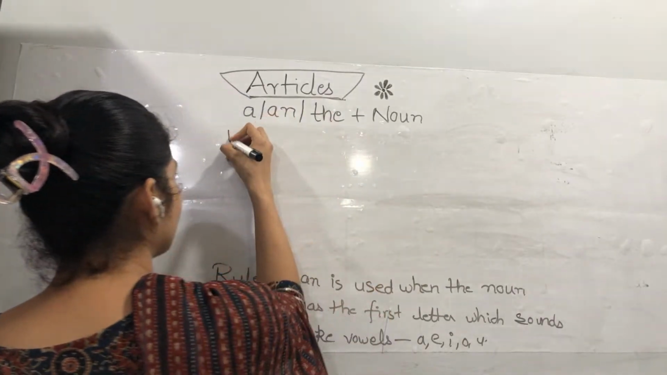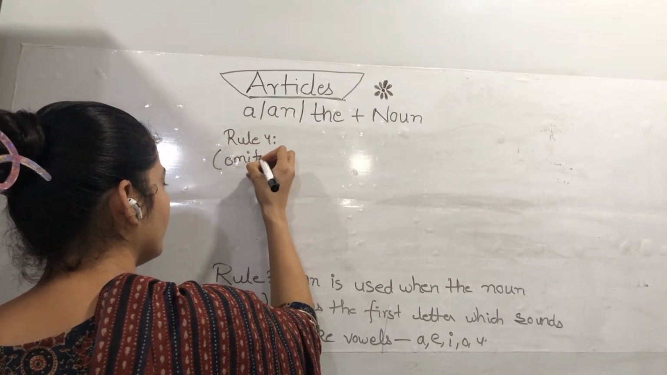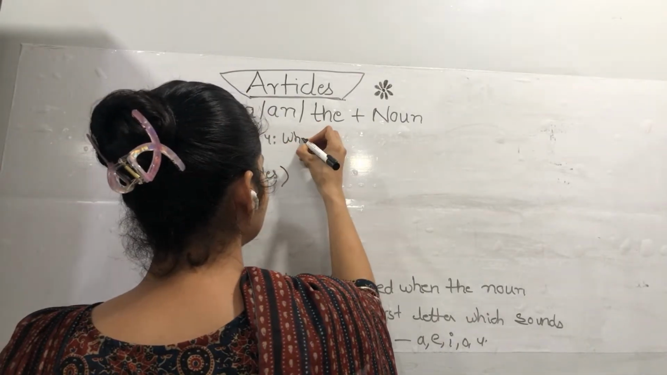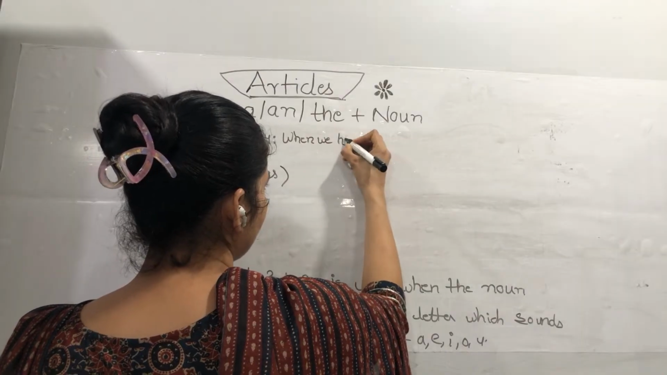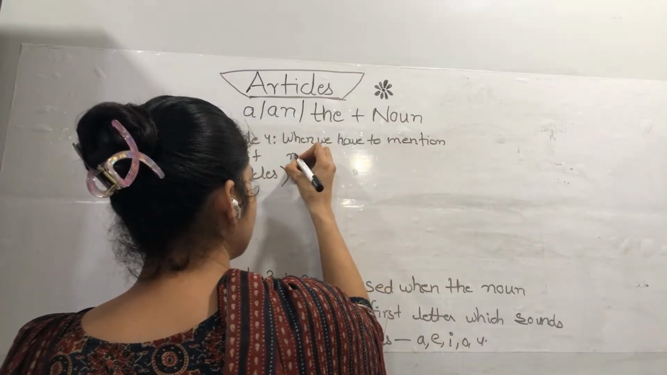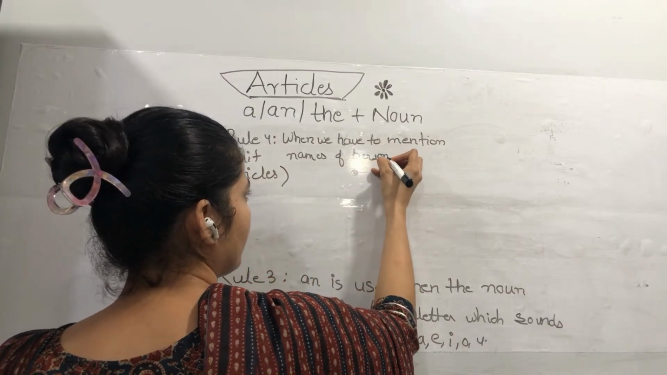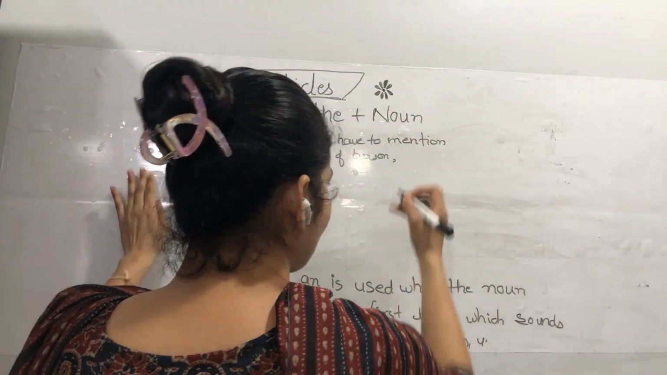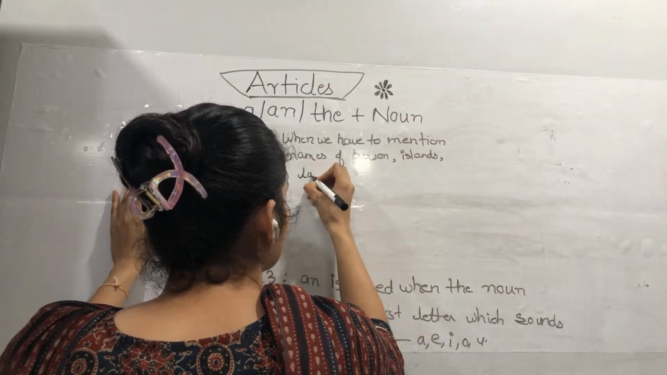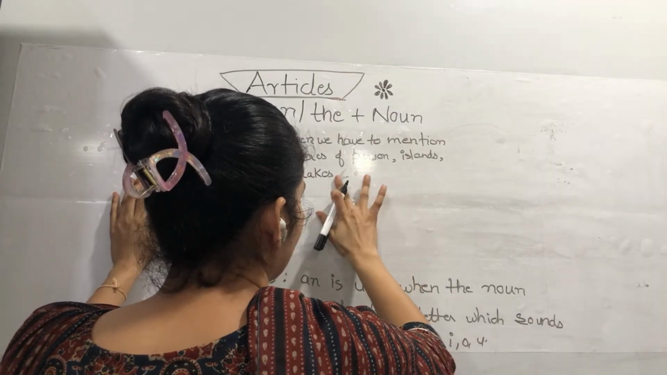Okay, rule number 4, when to omit the article. When we have to mention names of people, name of person, island, lakes, and so on. No, only these things are there, I think so.